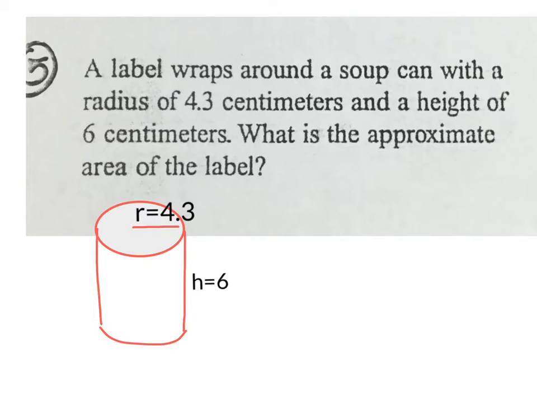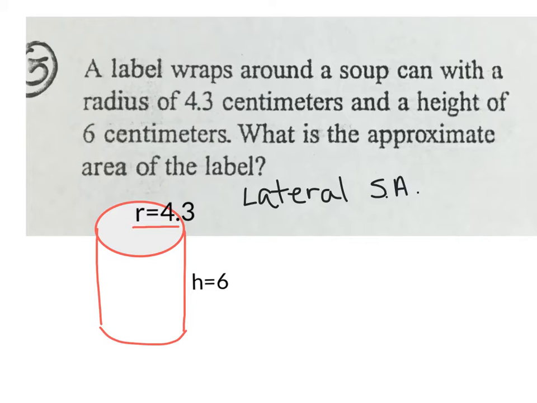Are we looking for total surface area or are we looking for lateral surface area? Approximate area of the label. It's just the label that wraps around the soup can. Okay? So the label that wraps around the soup can is just this right here. So it's not asking for the top and the bottom, just the sides. So if it is the side, then that is going to be lateral surface area.